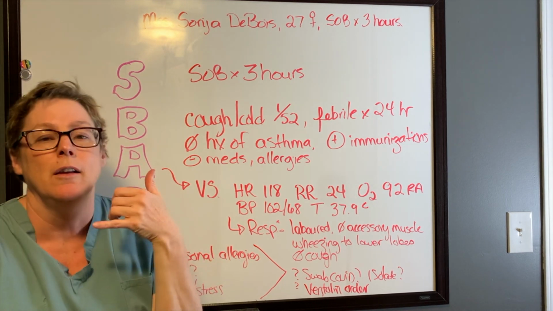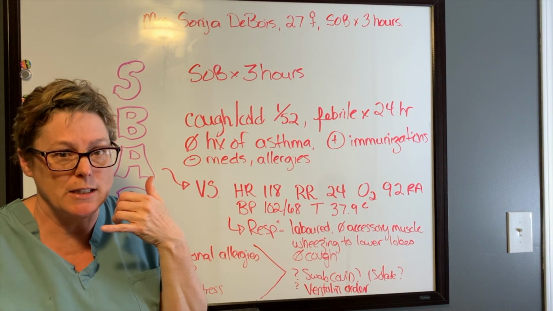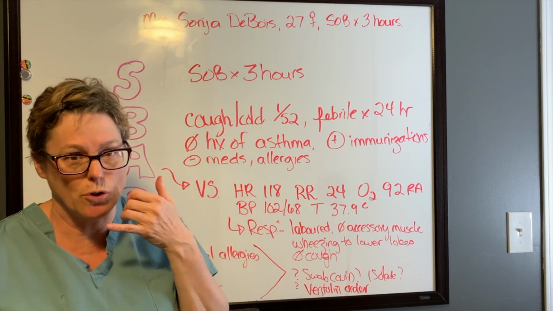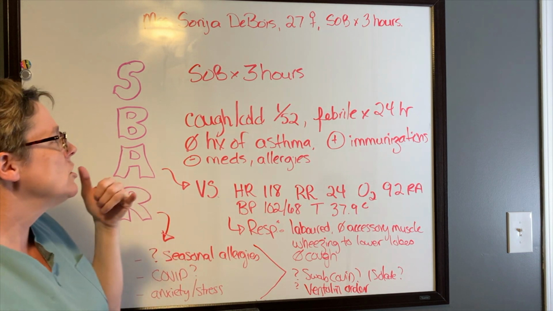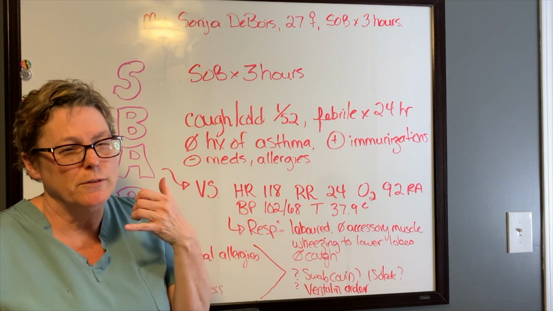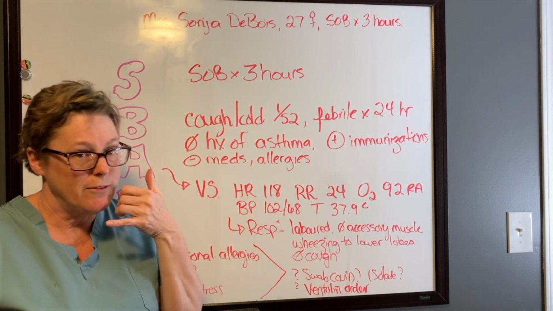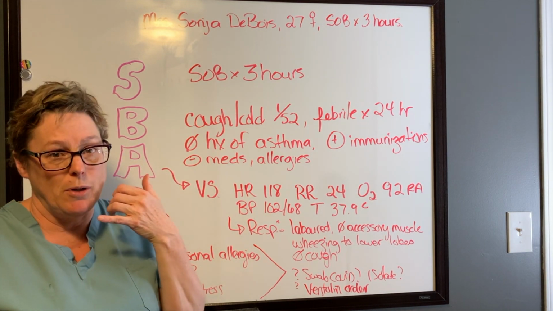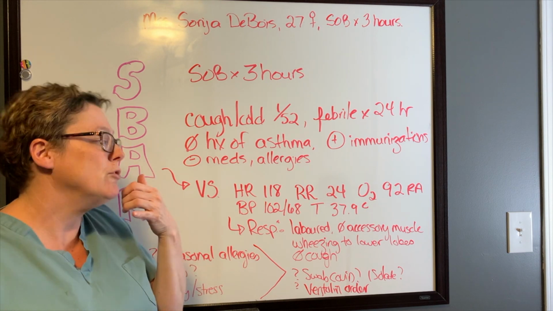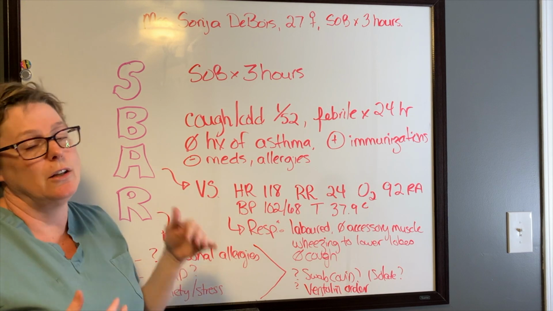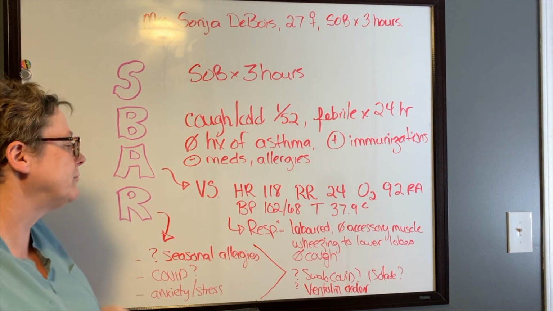So, hi, I want to just report to you on Mrs. Sylvia Dubois. She's our new admission, that 27-year-old female who is complaining of shortness of breath. She initially came to us with a cough cold for a week's history, and she's been febrile for the last 24 hours. She has no history of asthma. She's positive for immunizations, they're all up to date. She's had this year's flu shot, and she has no medications that she takes on a regular basis. And then she's negative for any allergies.